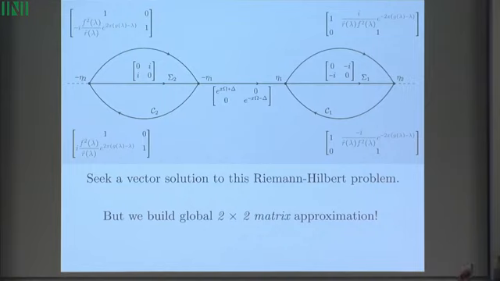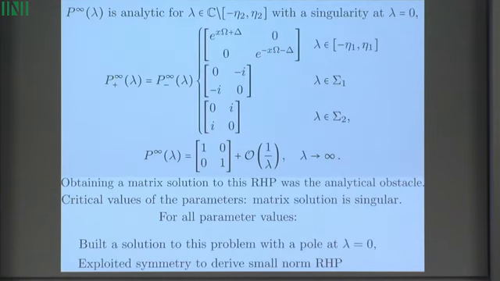So if you're dealing with a vector solution, you have to get to a small norm jump problem, or else you're stuck. And in order to get to a small norm jump problem, you need a matrix approximation. So what we wind up doing is building a global matrix approximation to a solution to this Riemann-Hilbert problem. And the sticking point was that there are critical values of the parameters where no matter how you build this matrix solution, it's singular in one way or the other.